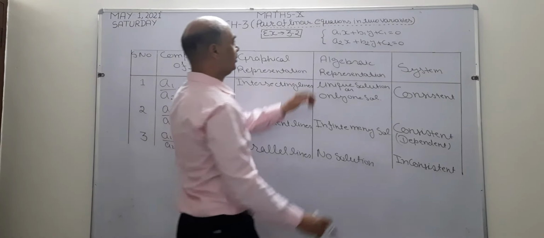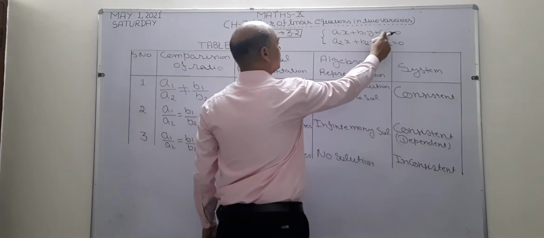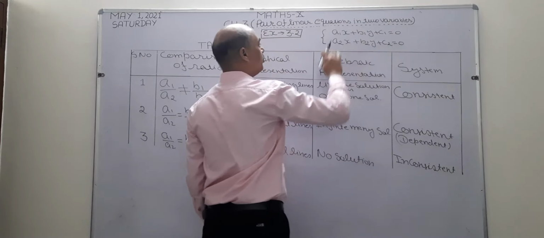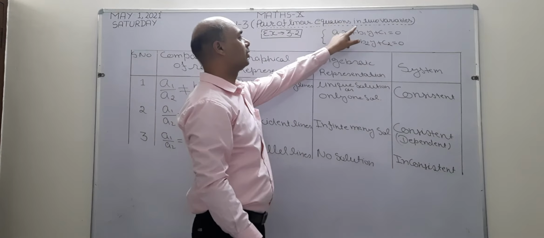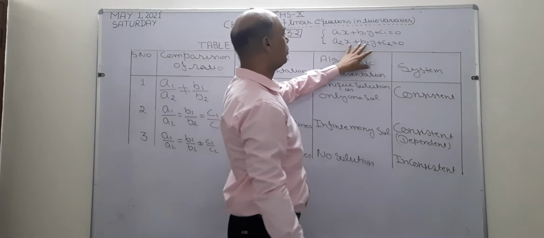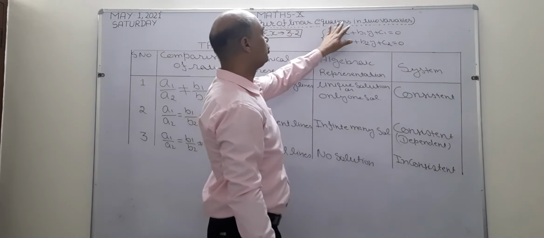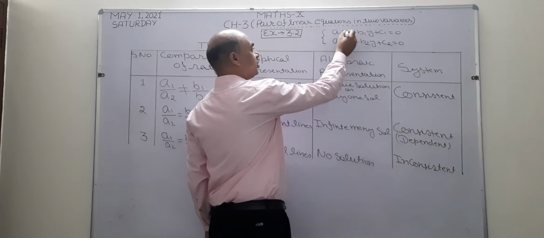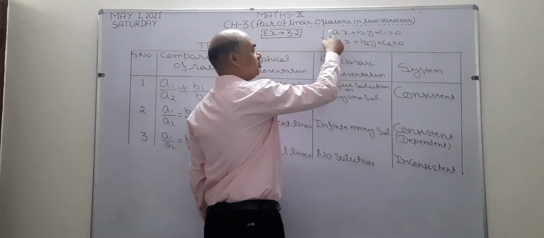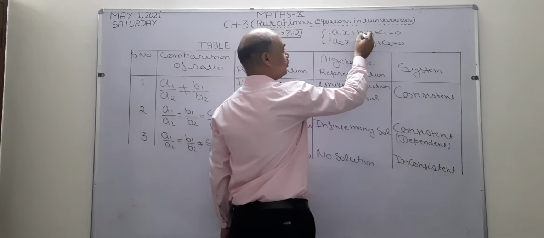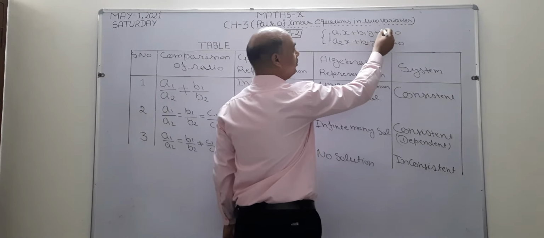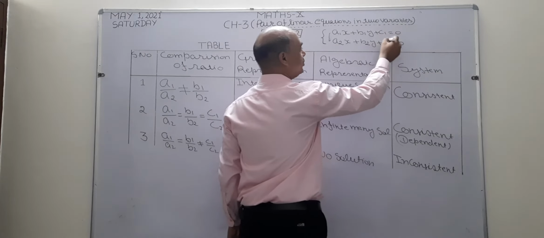Now see what is written. a1x plus b1y plus c1 equal to 0. a2x plus b2y plus c2 equal to 0. This is the standard form of the pair of linear equations in two variables. This is the general form, or standard form, of the pair of linear equations in two variables. Now see, the coefficients of x are known as a1 and a2, the coefficients of y are known as b1 and b2, and the term without a variable is known as the constant term, that is c1 and c2.